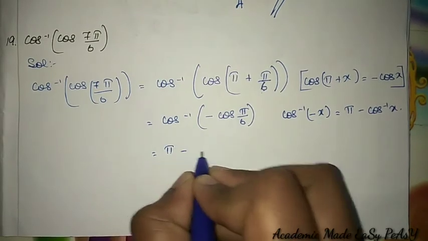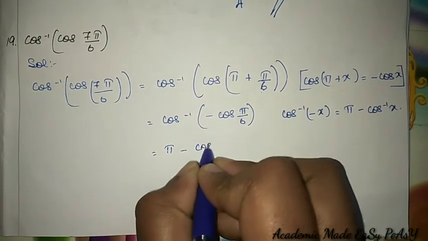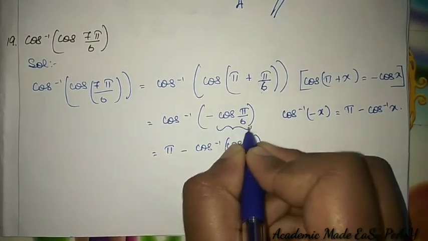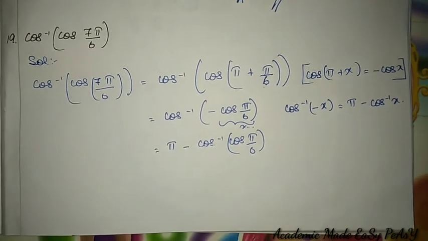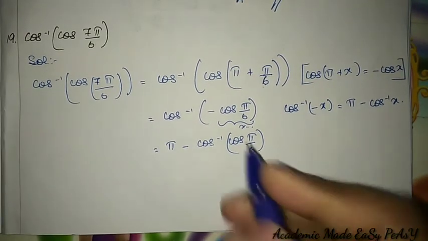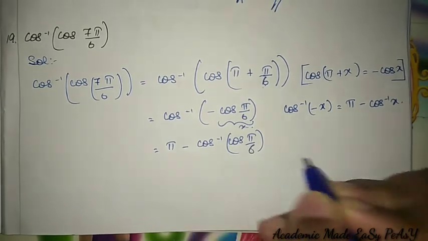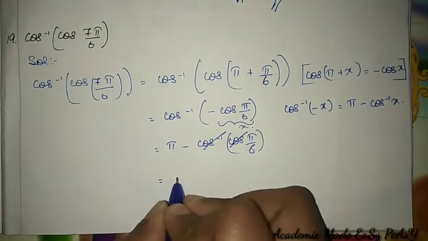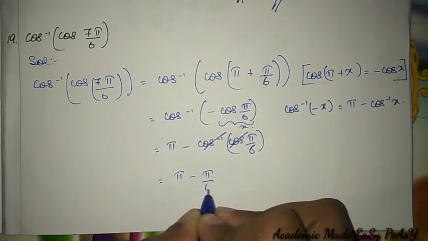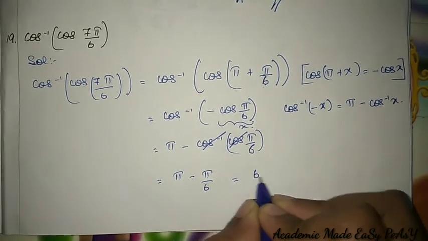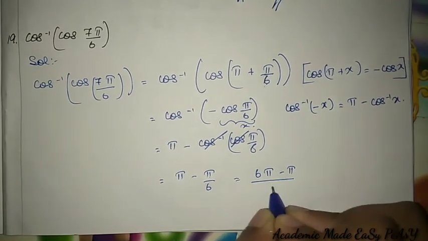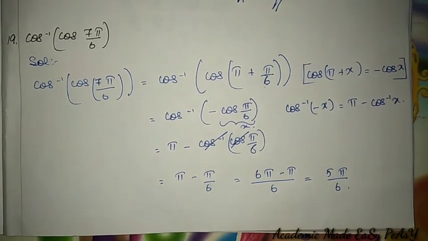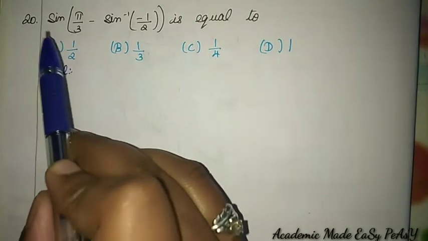So pi minus, what is cos inverse? Cos inverse cos pi by 6. This entire term we are taking it as x. Okay, so then only it will be minus x. No, so only I have taken the entire term cos pi by 6. So cos inverse and cos will get cancelled, so I will have pi minus pi by 6. So I'm going to take LCM. So 6 pi minus pi by 6 is equal to 5 pi by 6. This is my answer.